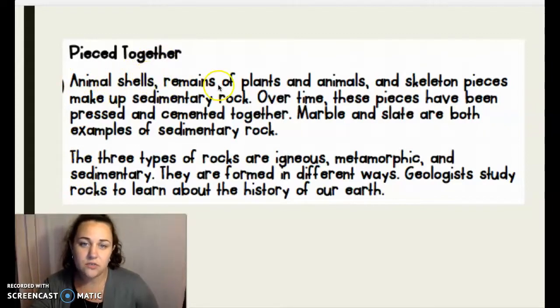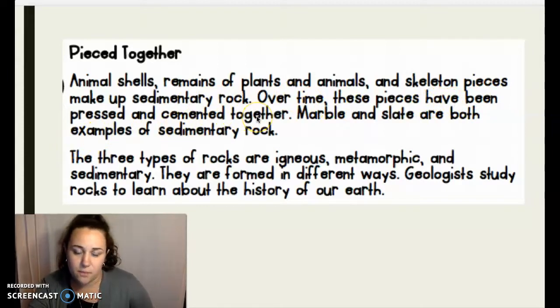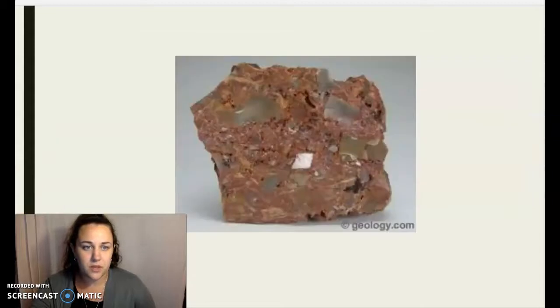Pieced together. Animal shells, remains of plants and animals, and skeleton pieces make up sedimentary rocks. Over time, these pieces have been pressed and cemented together. Marble and slate are both examples of sedimentary rocks. Before I read the last part, I want to go to the next slide.